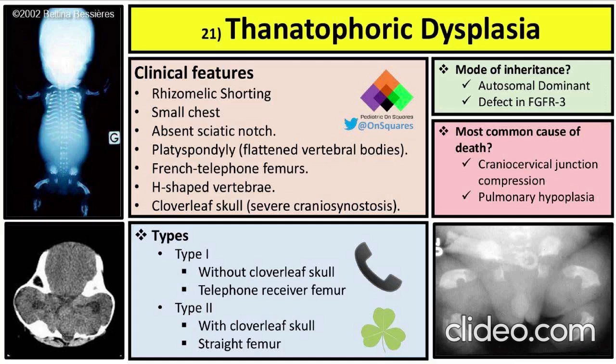One characteristic feature of thanatophoric dysplasia is the presence of French telephone femurs, which are curved like a telephone receiver. Patients may also have H-shaped vertebrae and a cloverleaf skull, which is a severe form of craniosynostosis. There are two types of thanatophoric dysplasia, type 1, which does not have a cloverleaf skull and is associated with telephone receiver femurs, and type 2, which does have a cloverleaf skull and straight femurs.